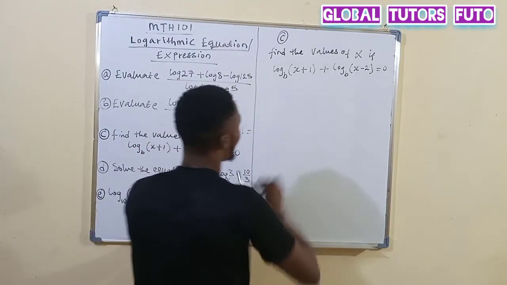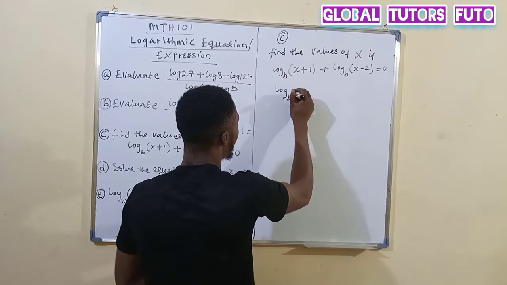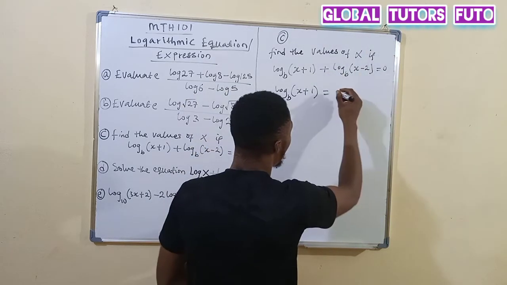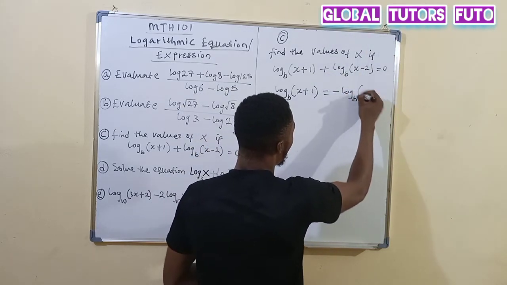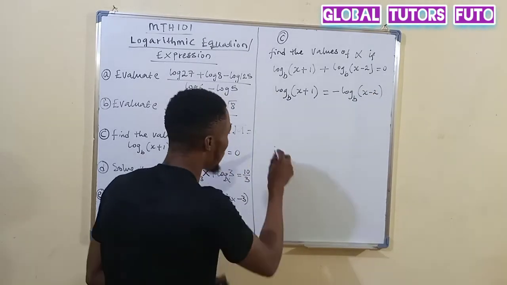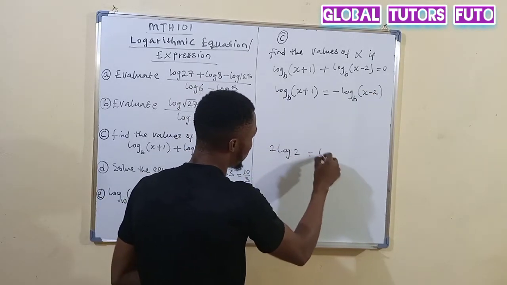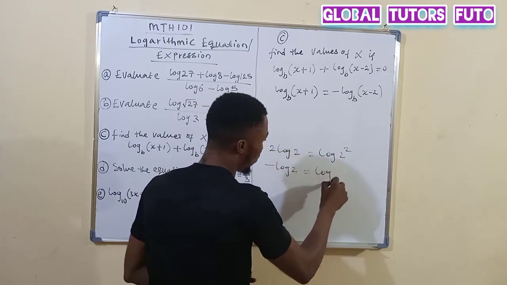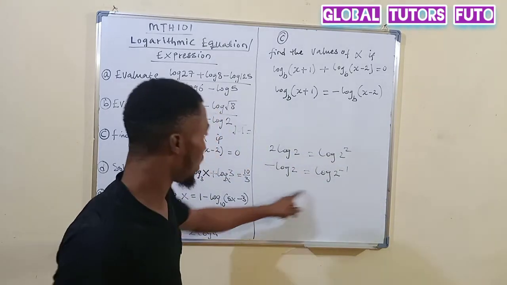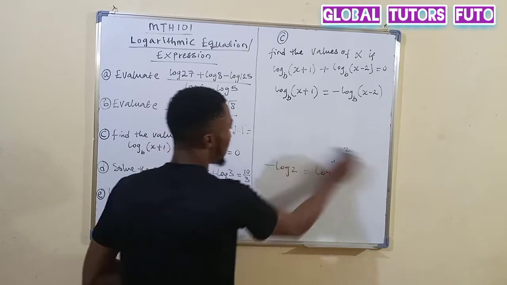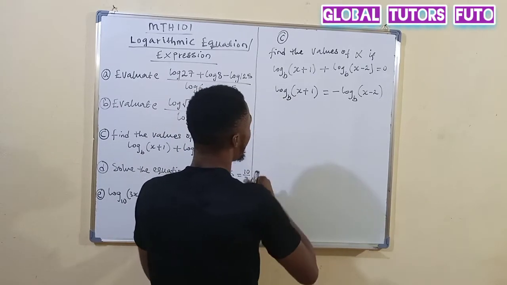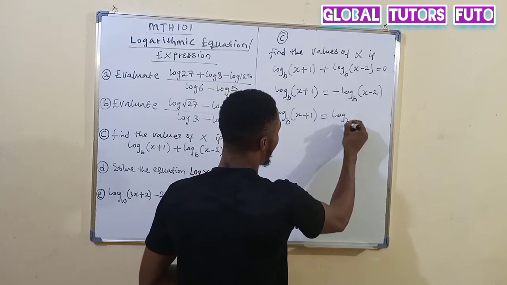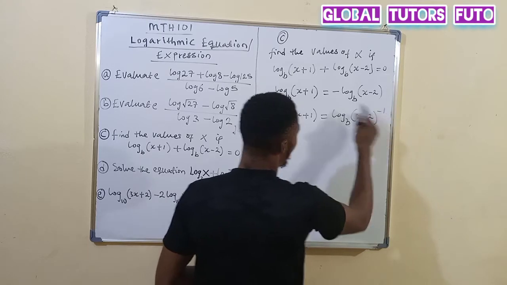So at this point, I will say log base b of (x plus 1) will be equal to, this is positive, when it goes over it becomes negative, log b of (x minus 2). So I know that when I have 2 log a, it is something like log a raised to power 2. So if I have minus log 2, it is something like log 2 raised to power minus 1. So that's what it implies. So at this point, this is the same thing as log base b of (x plus 1) will be equal to log base b of (x minus 2) raised to power minus 1.